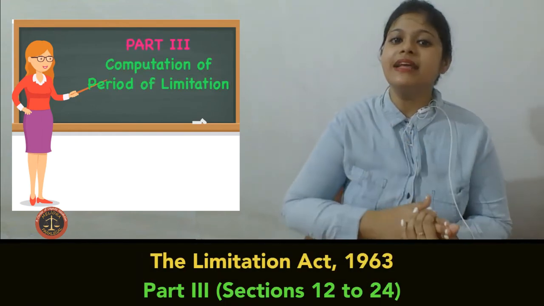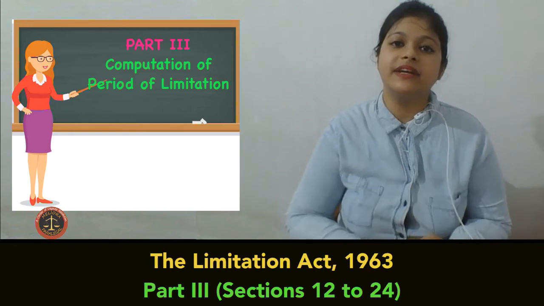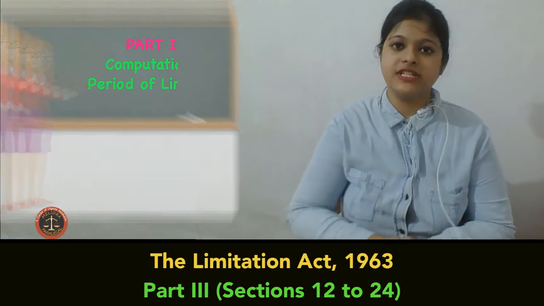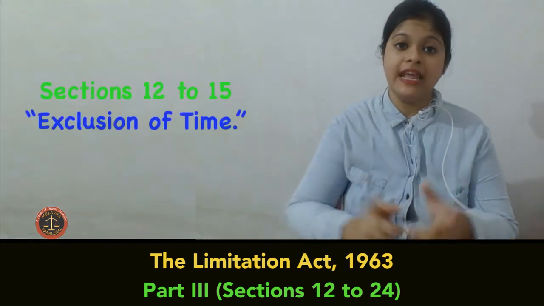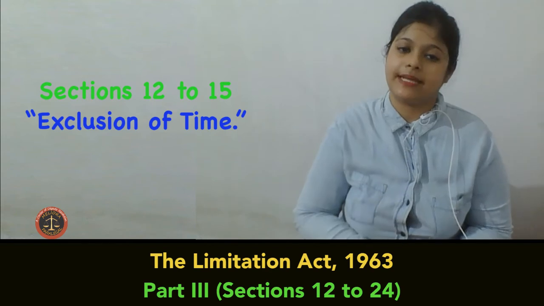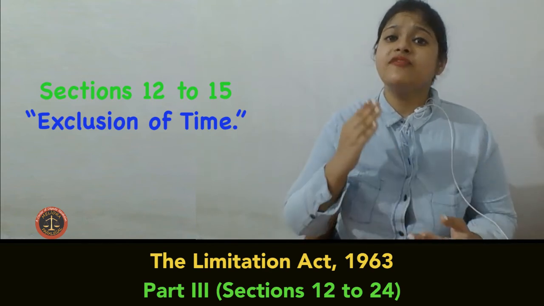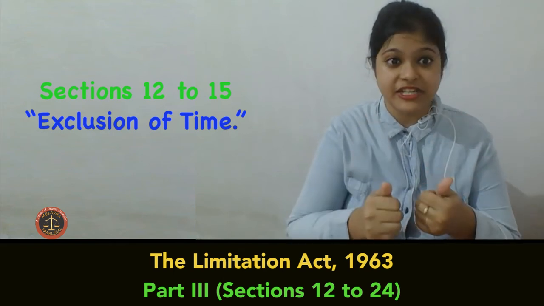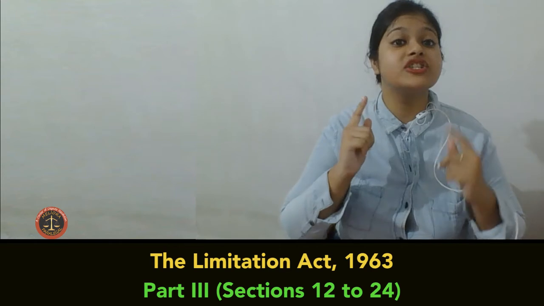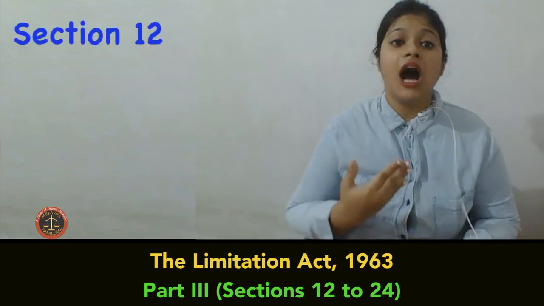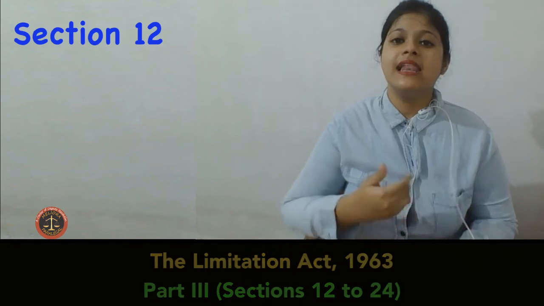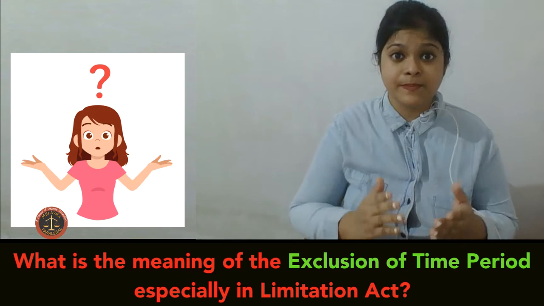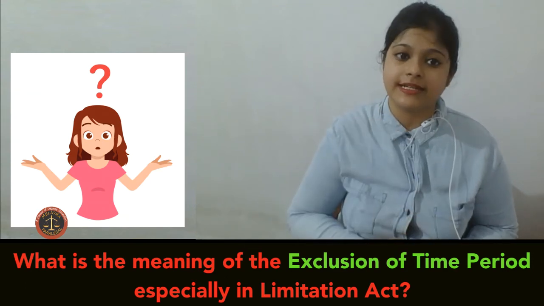Part 3, namely the computation of period of limitation, is covered within section 12 to 24, out of which section 12 to 15 deals with the exclusion of the time. In this video, I will focus on the principle of exclusion of time, that is the limitation period, which is explained in section 12 of the Limitation Act. However, before we start the section, let's first understand what is the meaning of the exclusion of time period, especially in reference to the Limitation Act.